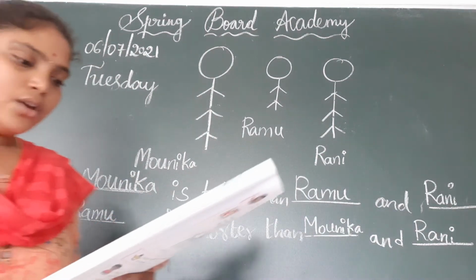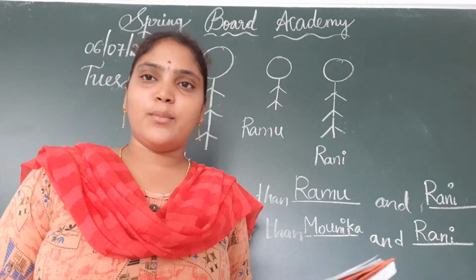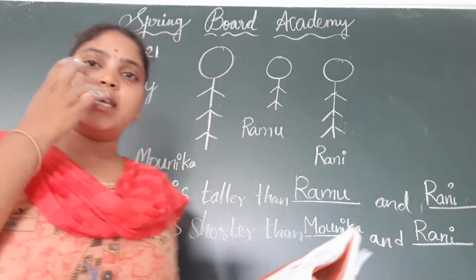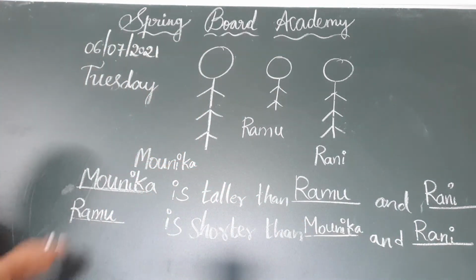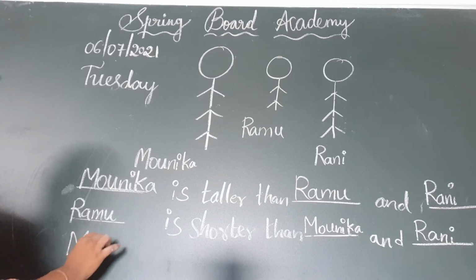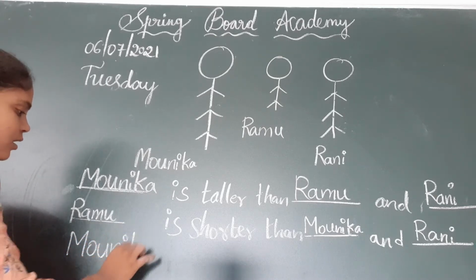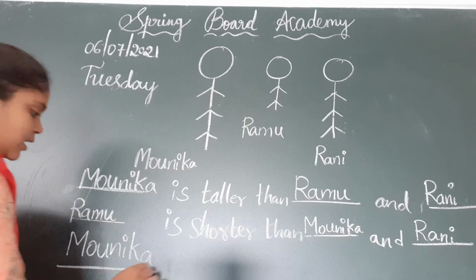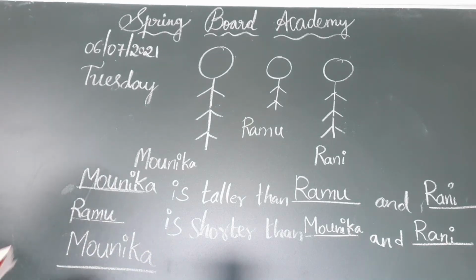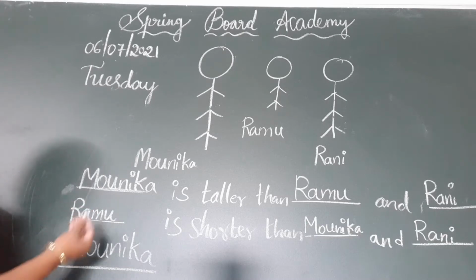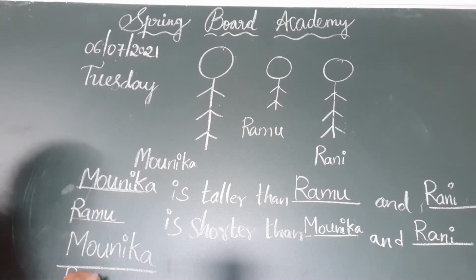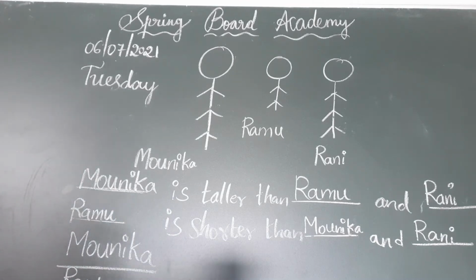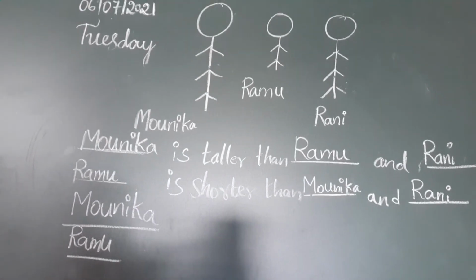Next, third blank. Dash is the tallest among 3. So who is the tallest, children? Yes, Monica is tallest among these 3 members. So write in the third blank Monica. And who is shortest, children? Yes, Ramu. So in the fourth blank, you have to write Ramu.